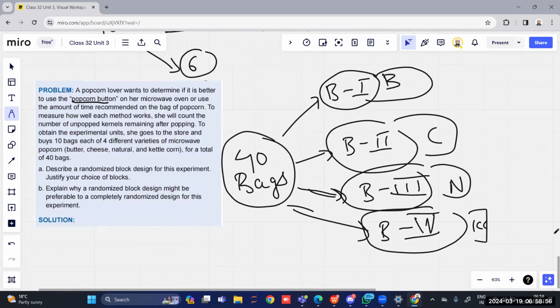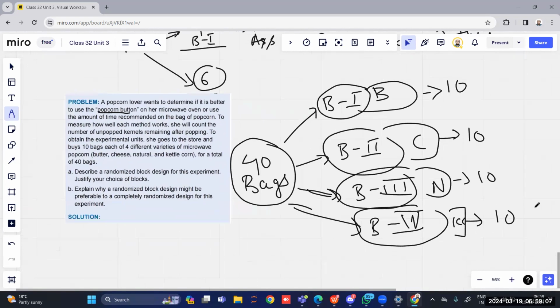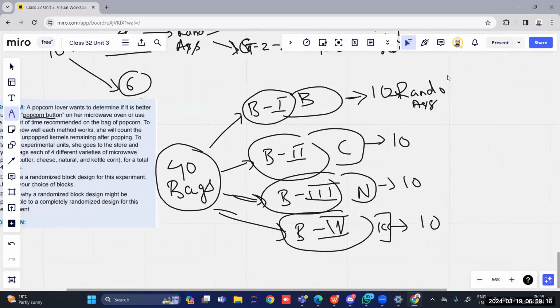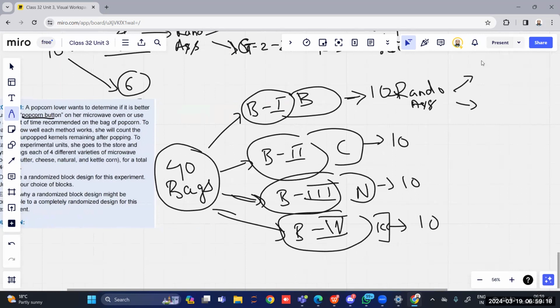So now there are 10 bags. So in block one there will be 10, block two there will be 10, here also 10, and here also 10. Now what we'll do is apply a random assignment. After applying the random assignment, it will be distributed into two groups, G1 with 5 and G2 with 5. Same will go for all the left three.